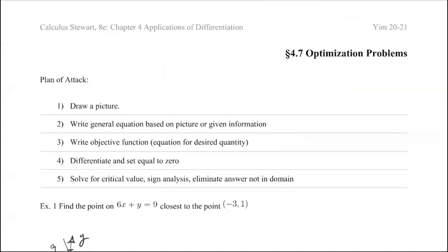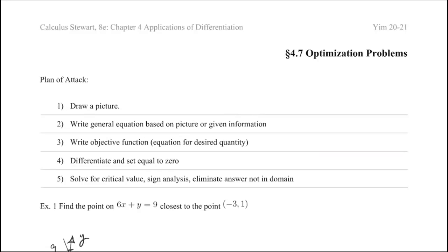Then you would want to write a general equation based on the picture or given information, and write an objective function, the equation that you wish to maximize or minimize. It's the desired quantity, right? And then fourth is to differentiate and set equal to zero. Generally, when you do that, you will be maximizing or minimizing that value, right?